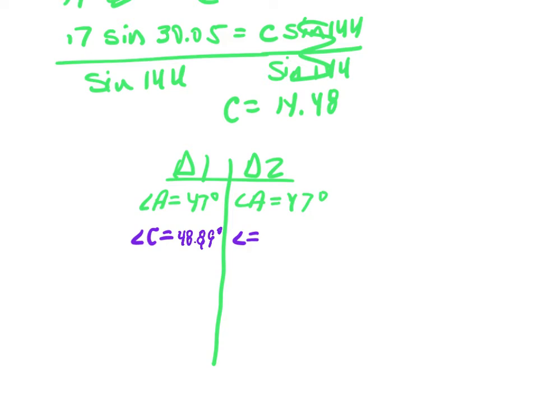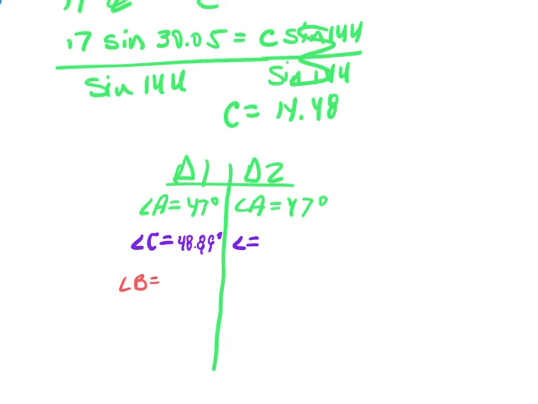So I'm going to go ahead and solve the rest of this triangle. And I'm going to say, well, if I found A and C, here's B. The way that I would do that is I would add 47 plus 48.89. That equals 95.89, and subtract from 180. And I get that in this triangle, angle B would be 84.11 degrees.